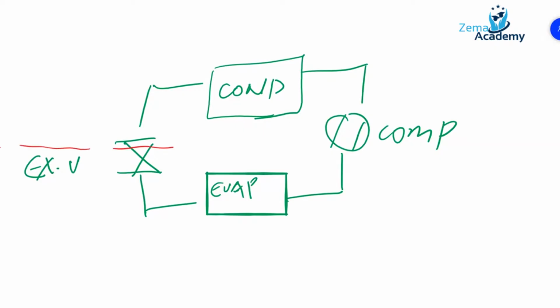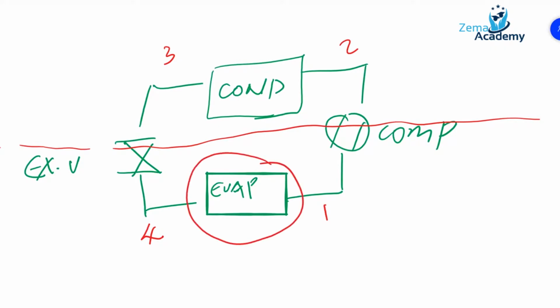So if I divide the system into half, like this, let's start, I'll number them as 1, 2, 3, and 4. So we'll know the different points across the circuit. So I will start with the primary function of an evaporator.